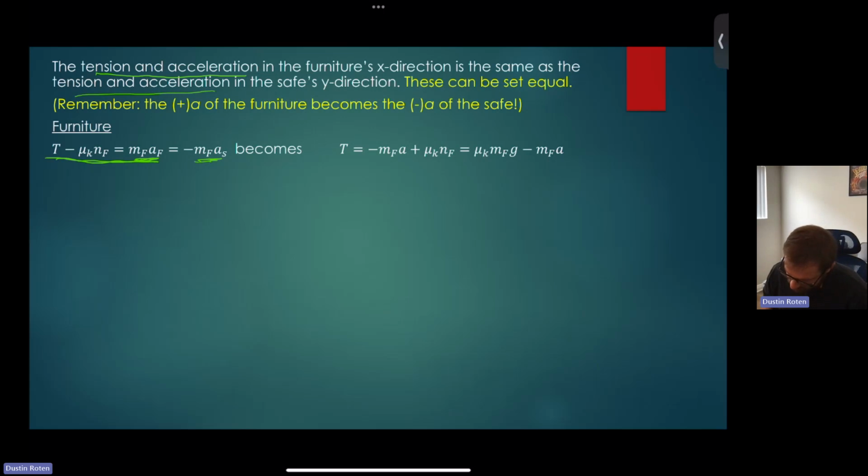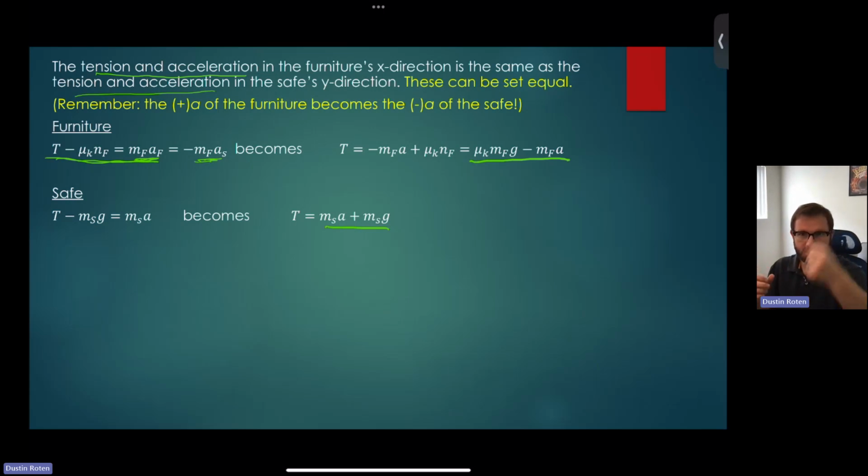Now, let's see. We can rewrite this a bit and just say, well, the tension is just equal to the kinetic friction that's holding us back minus the Newton's second law part, the ma part. We're just rearranging that equation. And this is just from the furniture. Now, from the safe aspect, we can solve for tension here. And this is just the ma part of Newton's second law plus the weight of the safe going down. You'll remember this from the previous slide.